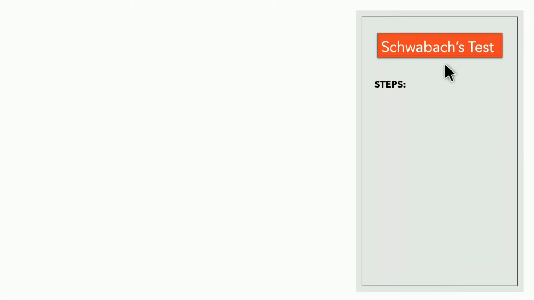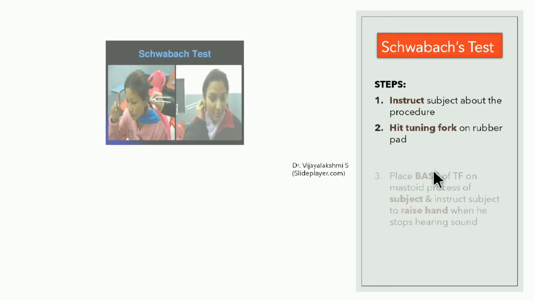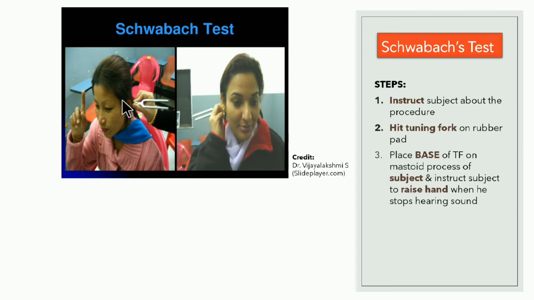Okay, now Rinne's test. What are the steps? First, instruct the subject as usual. Tell the whole procedure of what you are going to do on the subject. Then hit the tuning fork on the rubber pad and set up the vibrations. Then place the base of the tuning fork on the mastoid process of the subject and instruct him that he has to raise his hand when he stops hearing. So as soon as the person stops hearing, he has to raise his hand.